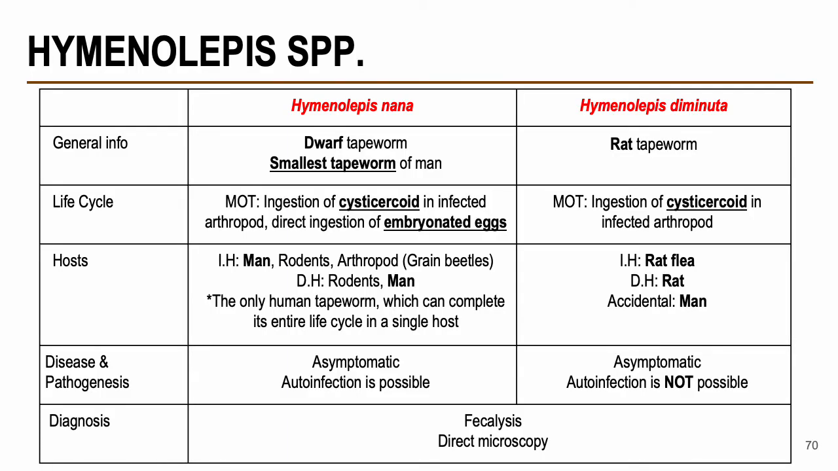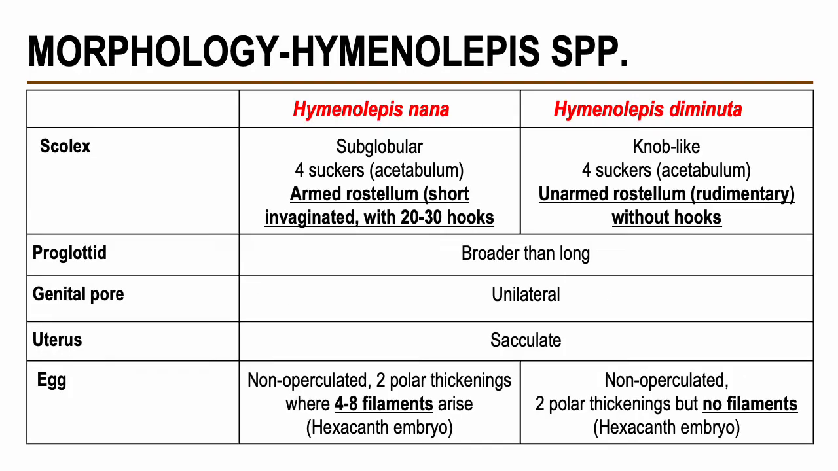So here is a side-by-side differentiation between the two Hymenolepis species. We have Hymenolepis nana and Hymenolepis diminuta. Another differentiation in terms of the morphology between the two Hymenolepis species.